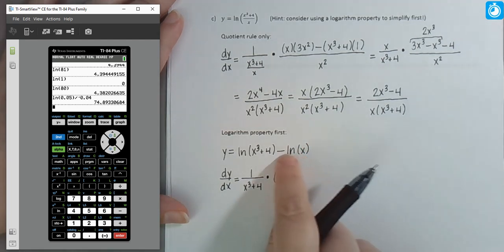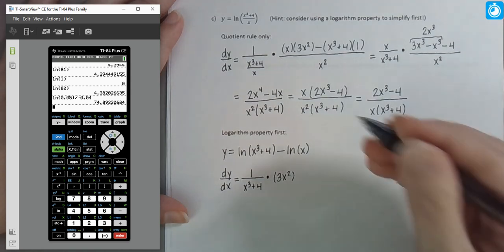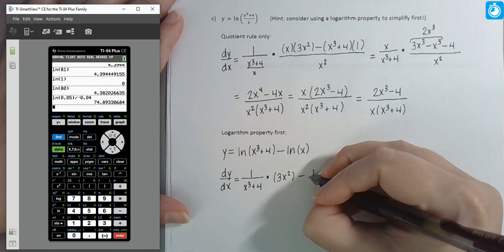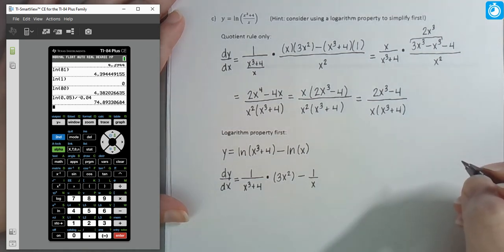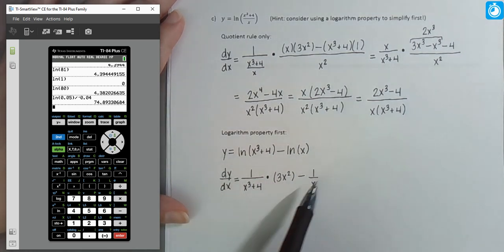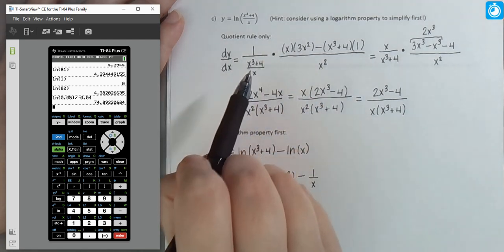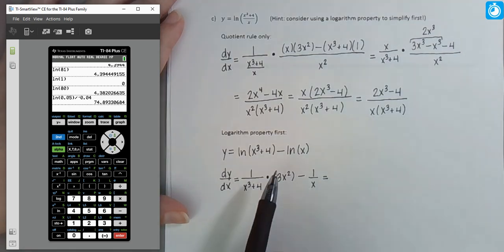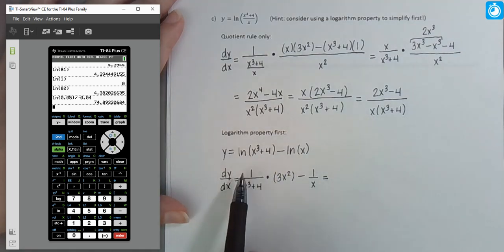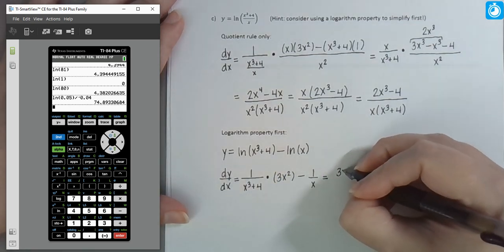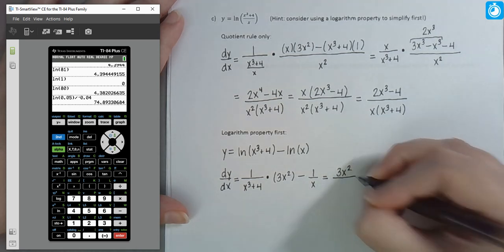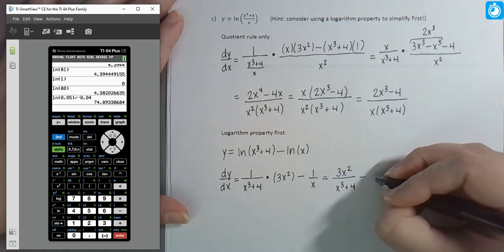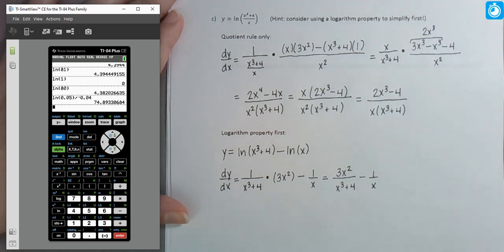Okay, and then for the second term, it's just a plain old natural log. So minus the derivative of this, which is just going to be 1 over x. And notice that's quite a bit simpler than what we have right here that we then had to simplify after using the quotient rule. So for this first term, the 3x squared goes into the numerator. So 3x squared over x cubed plus 4. And then we're subtracting 1 over x.